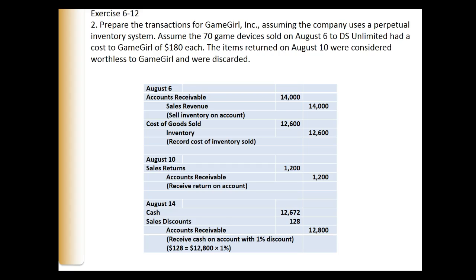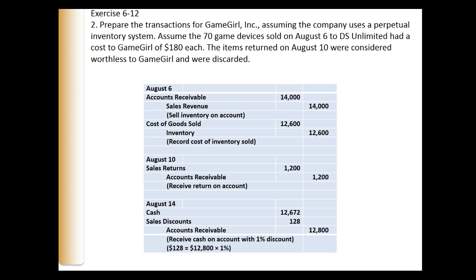We also need to report the inventory that we sold. So we would debit our cost of goods sold for $12,600 because the 70 game devices had a cost of $180 each. We would credit our inventory for the same amount, $12,600. Regarding the sales returns, we would debit sales returns for $1,200 and credit accounts receivable for $1,200.